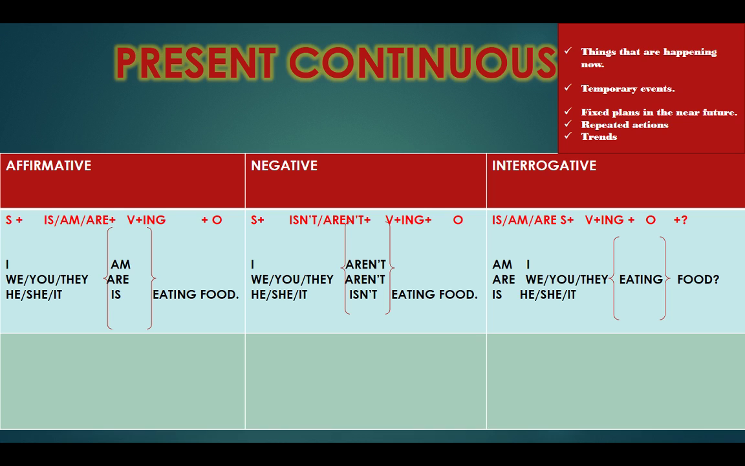All right, do you get it? We use "I am not eating food." We, you, they aren't eating food. He, she, it isn't eating food. I hope this one's clear too. Okay, why am I changing my accent?